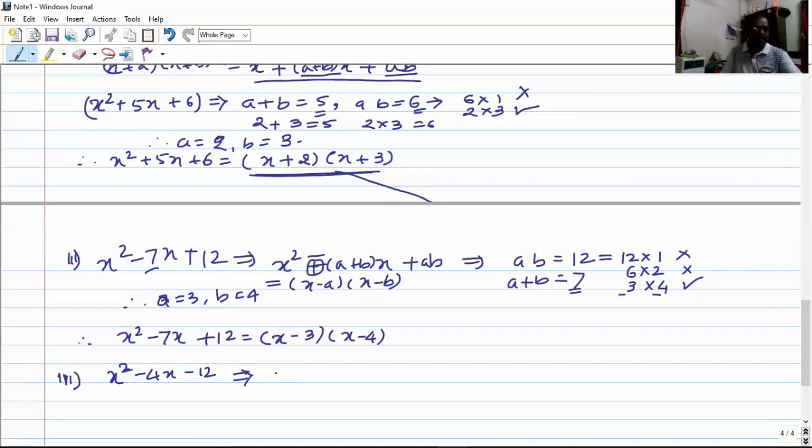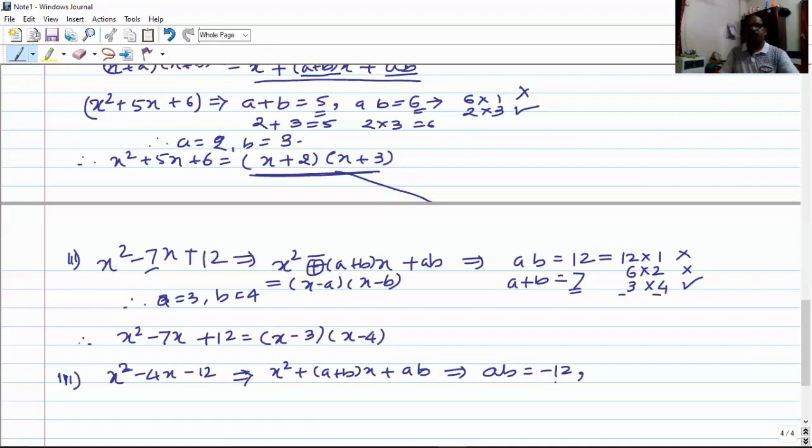So in such case what we do, student, again get the value of ab, compare it with x square plus (a plus b) times x plus ab. So here if you compare it with x square plus (a plus b) times x plus ab, what are the values of a and b? First we will find the value of ab. What is the value of ab? ab is equal to minus 12 here.